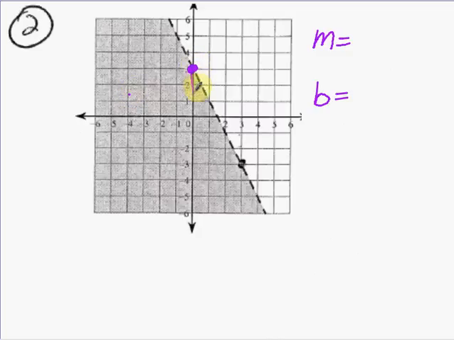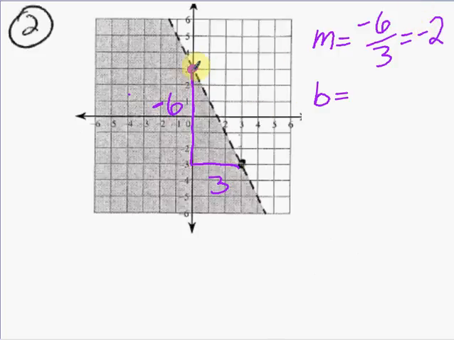My rise, in this case I am going down. I'm going down 6, so I'm going to make that a negative 6. And my run is positive 3. So my rise over run is negative 6 over 3, but that reduces to negative 2. We can check to make sure that's actually true.